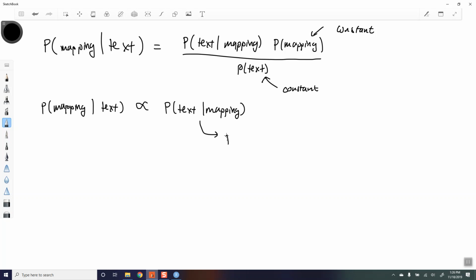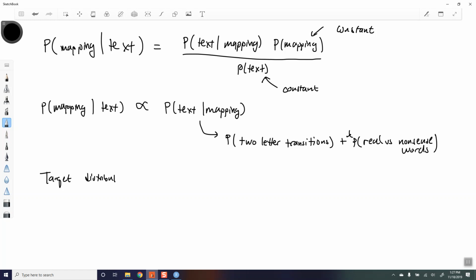And this we are going to say is the probability of basically the two-letter transitions, the two-letter probabilities, plus the probability of real versus nonsense words, and then times some kind of lambda to weight this. So this is where we are now, and this is basically my probability function. My target distribution is proportional to this probability of our text given our mapping. This is what we have.